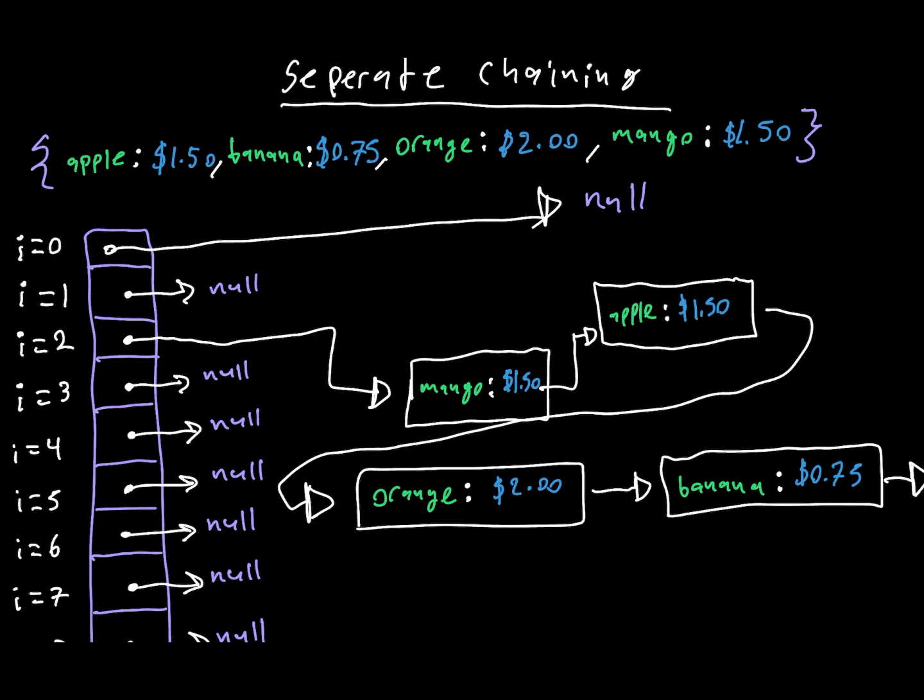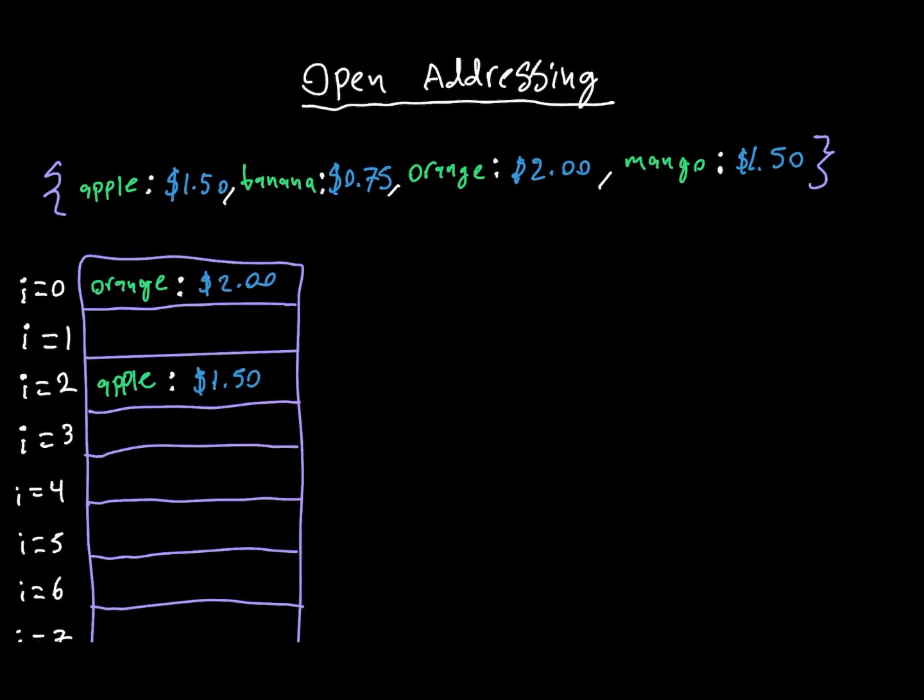That means once you've used 50% of your indices, you can then resize your array. So initialize a new array, double the size of your original, and then rehash every single node. So even though mango would have been at index 2 in the previous hashing function, maybe in this new array with this new capacity, it's actually at index 15.